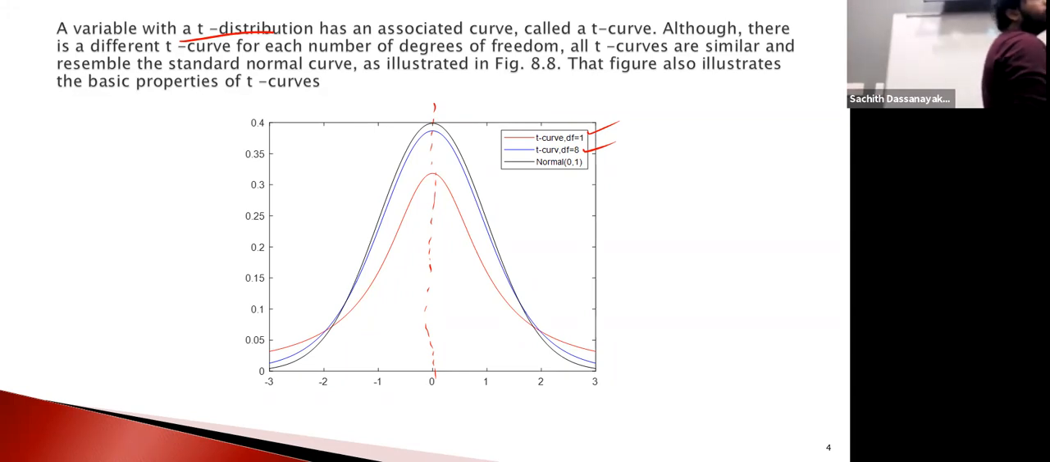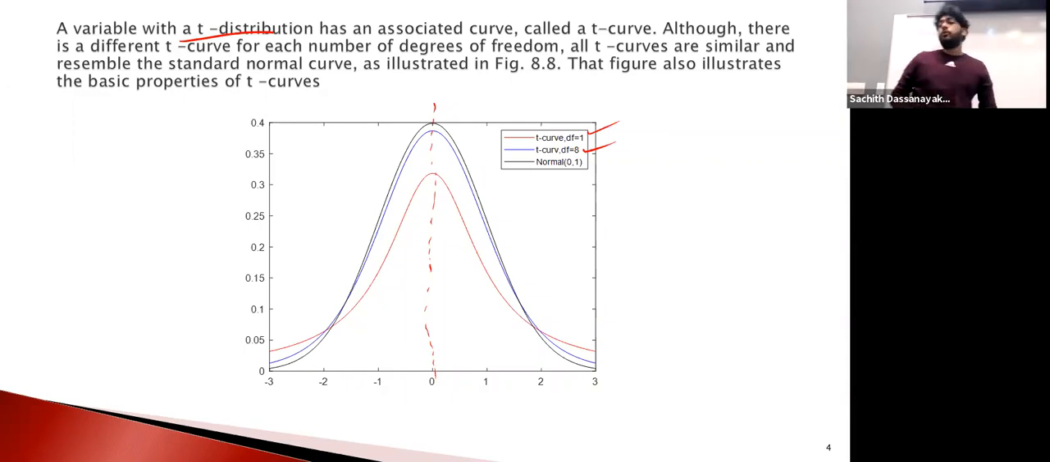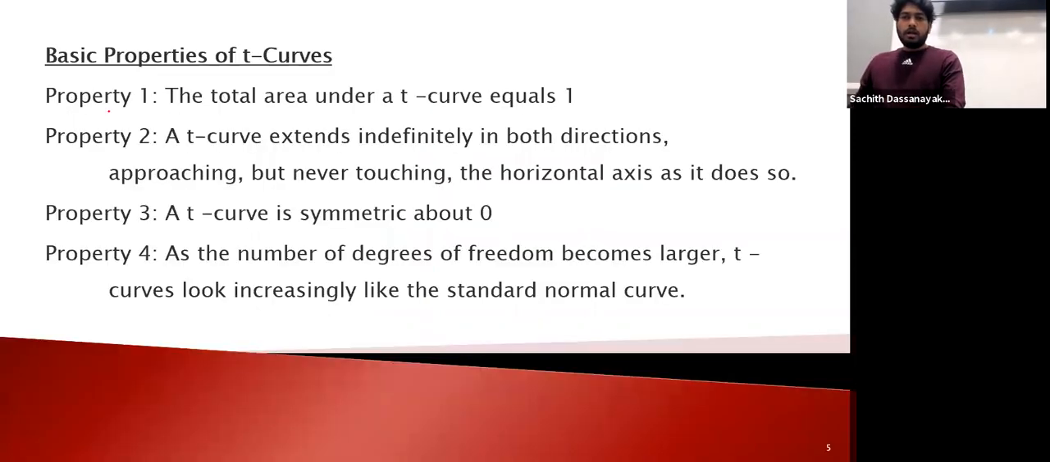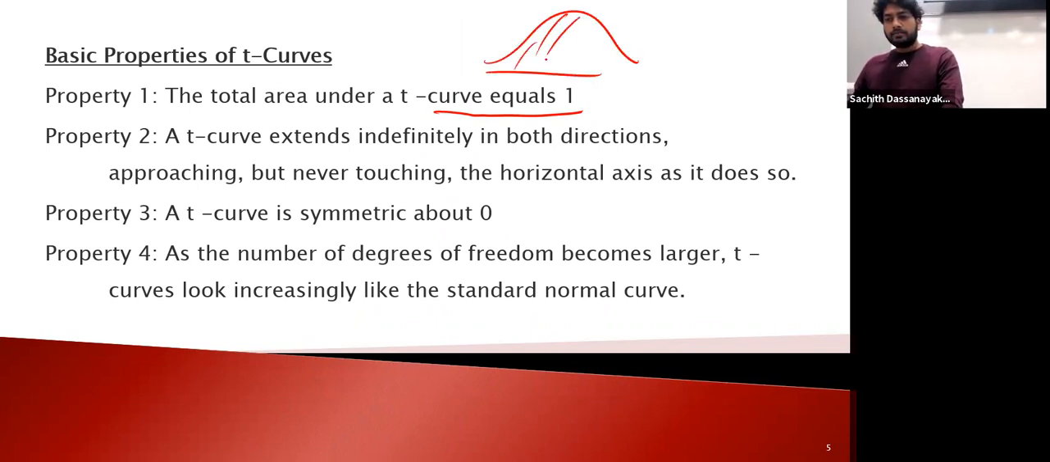There are two things you need to know to use the T table: degree of freedom and what is alpha. Degree of freedom is always n minus 1. Okay, these are the properties. See, the area under the T curve is again 1, same as the standard normal distribution.